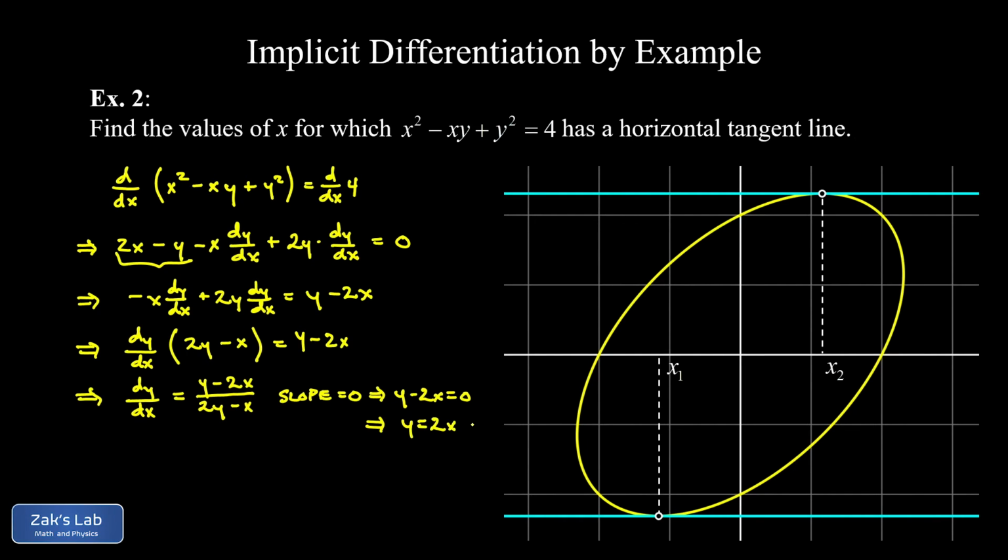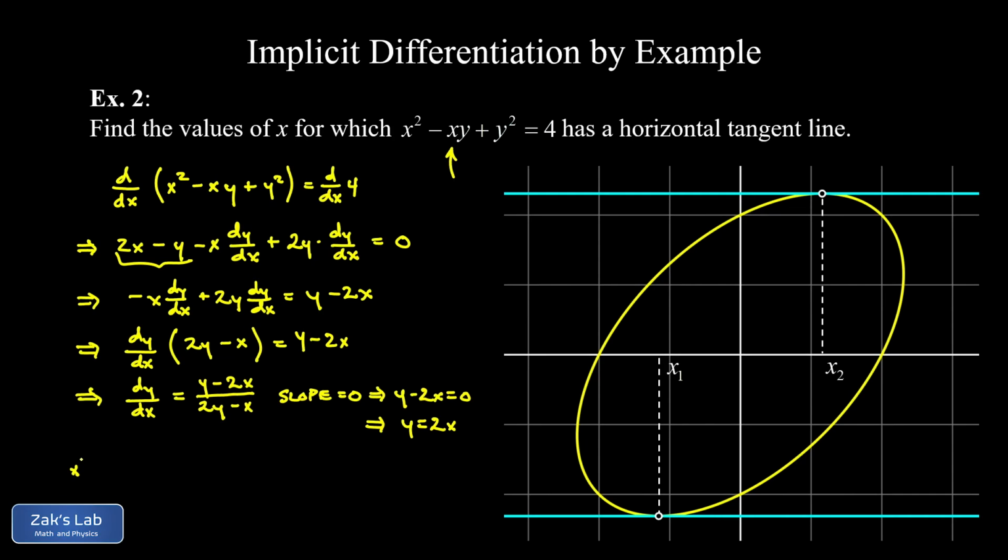So that's a condition that gives us a 0 slope on this curve, but we still have to find the actual x values where this occurs. So the key to the problem is to plug that constraint back into the original equation for the curve. Plug in y equals 2x and then find out what the values of x are where this occurs.